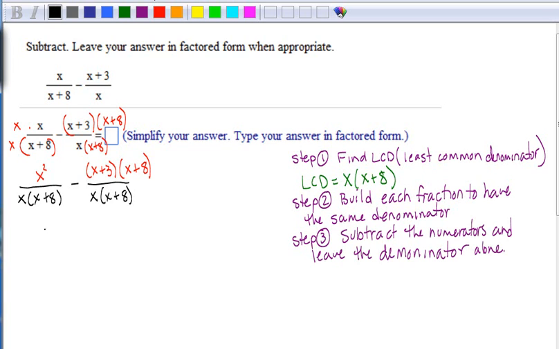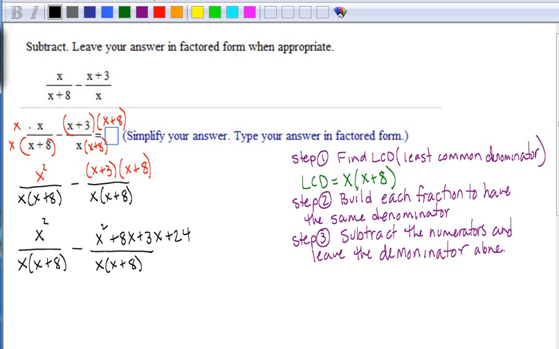Now, when we're subtracting the numerators, let me just rewrite the first. You have to be very careful because this means minus the whole quantity up here. So I am going to keep this in parentheses. I'm going to leave the denominator alone. And I'm going to call this x squared. I'm going to FOIL this out. Plus 8x plus 3x plus 24.